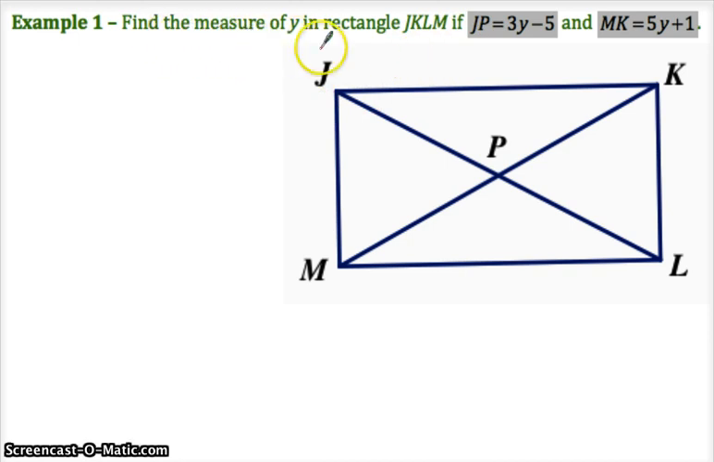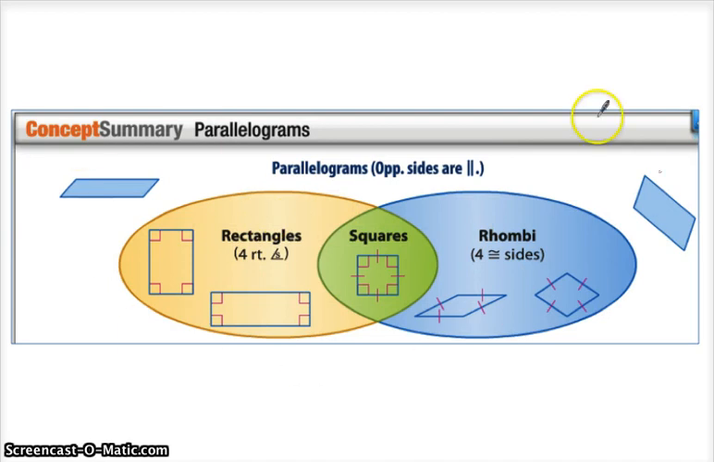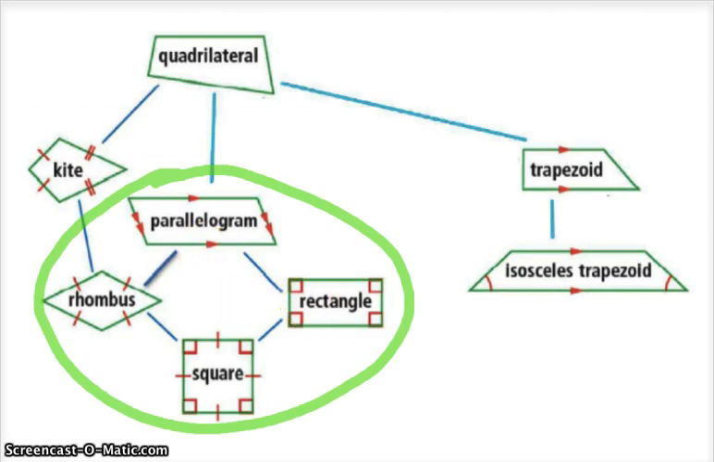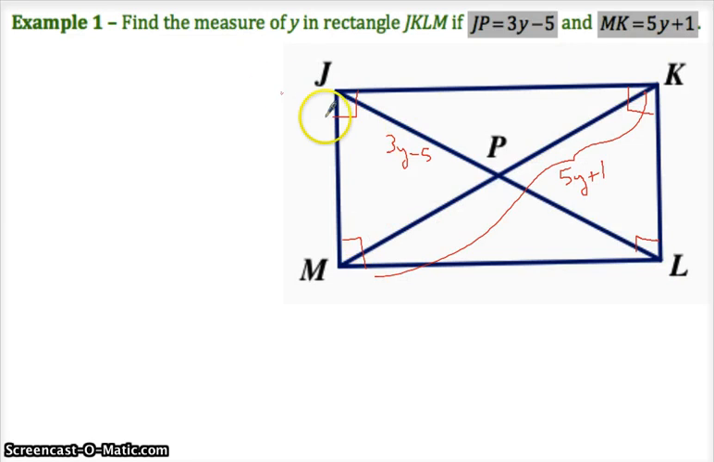Find the measure of y in rectangle. Ooh, okay, they said rectangle, so I can think of this now, just because they said rectangle. If JP is 3y minus 5, and MK, that's this whole entire thing, is 5y plus 1. Well, what's the relationship here? JP, well, this is a parallelogram, right? Because it's a rectangle. Remember, rectangles are parallelograms. Rectangles all fit inside the world of parallelograms, or if you're looking at this chart, rectangles are below parallelograms. And parallelograms, you remember from the last couple days, P is the midpoint of both of these things. So if JP is 3y minus 5, PL is also 3y minus 5.